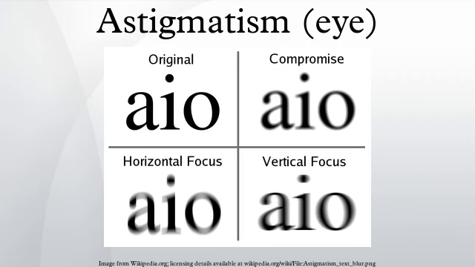Compound astigmatism. Compound hyperopic astigmatism, where both focal lines are located behind the retina. Compound myopic astigmatism, where both focal lines are located in front of the retina. Mixed astigmatism, where focal lines are on both sides of the retina.